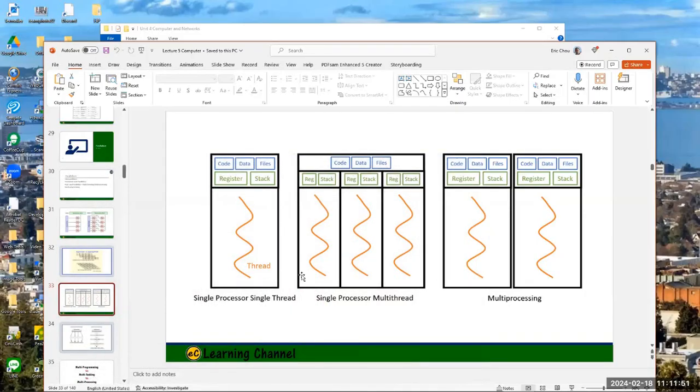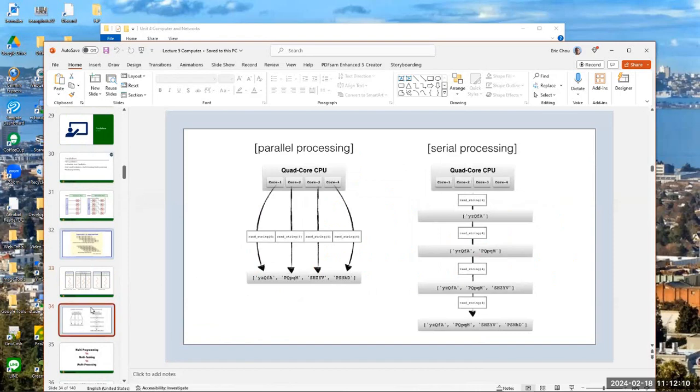Let's go back to the slides. So one CPU can run one thread. One CPU can run multiple threads. 2 CPUs can each run one thread. That's called multiprocessing. The middle one is multi-threading. That one is single threading.